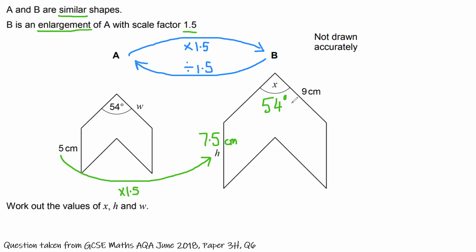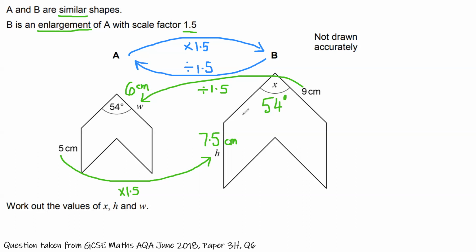So if we go back to the shape, we've got 9 centimetres here, and we want to know what W is. Again, we're going backwards, we're going from B to A, so we're going from the bigger shape to the smaller shape. It means we need to divide by the 1.5 scale factor. Okay, so if we do 9 divided by 1.5, we end up with 6 centimetres.